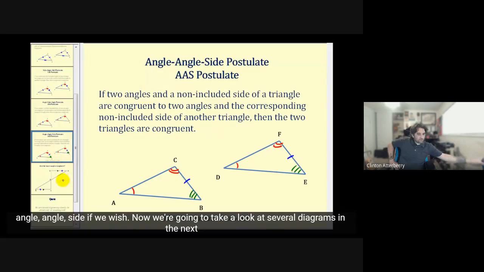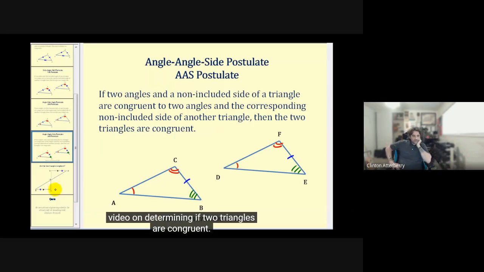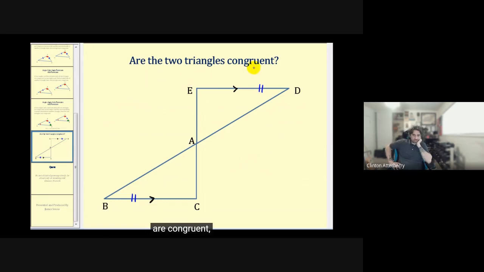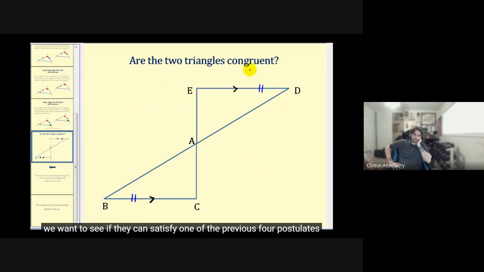Now we're going to take a look at several diagrams in the next video on determining if two triangles are congruent, but let's just get a feel of where we're headed. If we want to know if these two triangles are congruent, we want to see if they can satisfy one of the previous four postulates from the given information.